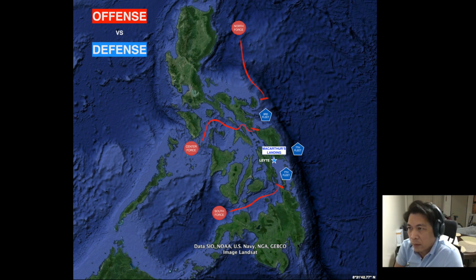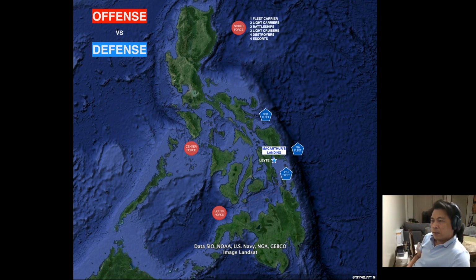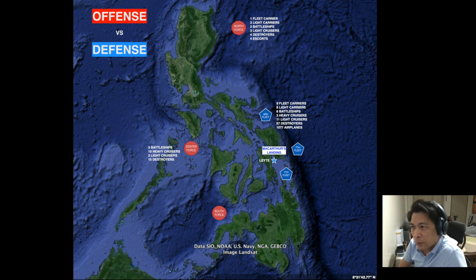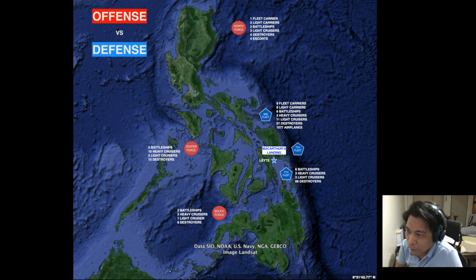For strength comparison, these are the composition of each of the battle force. The North Force has 17 ships in total and a few hundred aircraft because they have one fleet carrier. The Center Force has a total of 32 ships. 15 of those are capital ships, meaning battleships and heavy cruisers. These two forces will be going against the Third Fleet, which has a total of 94 ships, including 9 fleet carriers and 9 capital ships, plus 1,000 aircraft. The South Force has 14 ships going against 80 of the 7th Fleet battle group.